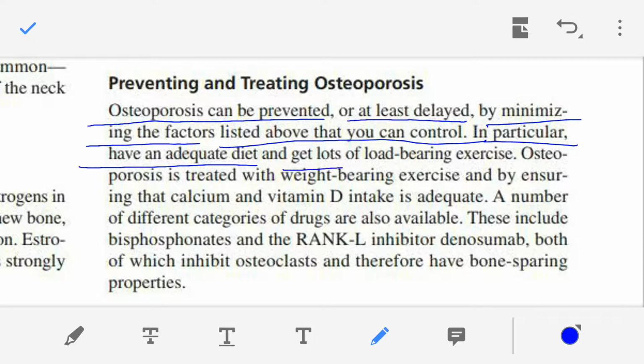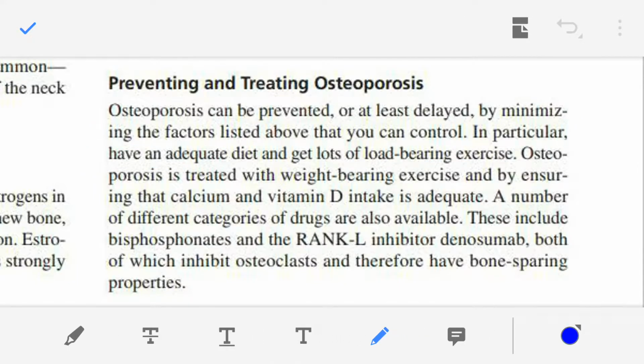Then get lots of load bearing exercise. That means we should perform some heavy exercise daily. We should purchase a regular gym membership, an annual gym membership. And in the gym, let's say for at least 1.5 or 2 hours, we should be doing heavy exercise with the dumbbell, barbell and squat, etc., so that we can prevent and delay osteoporosis.